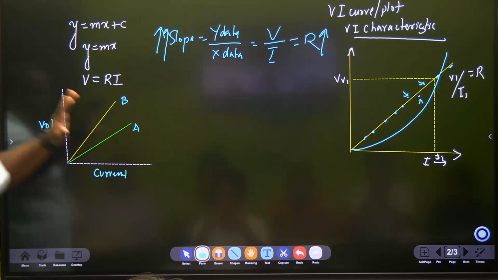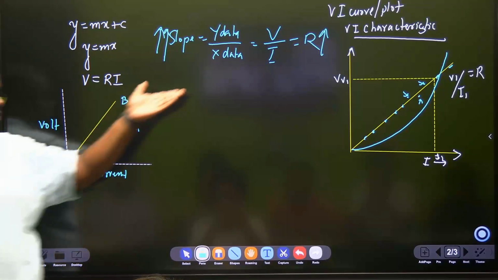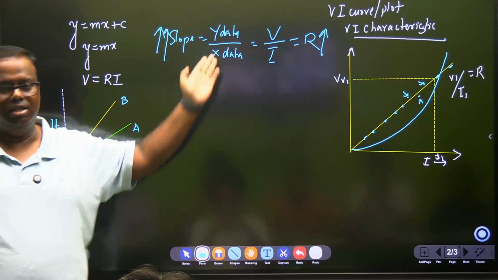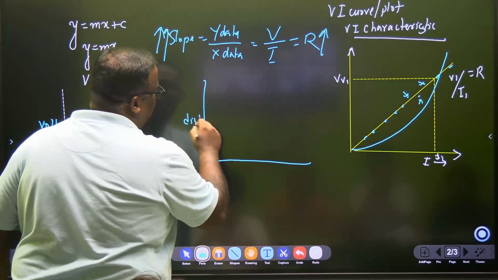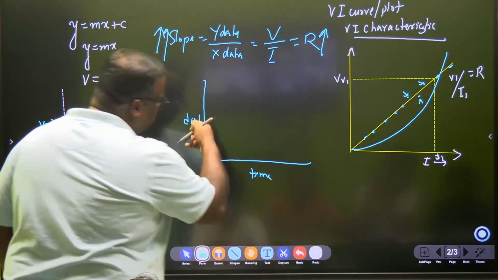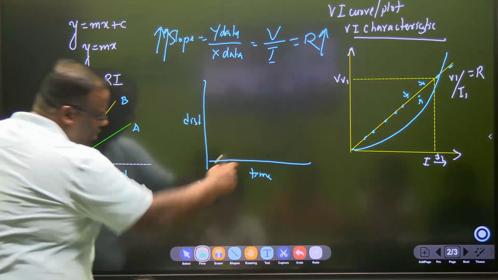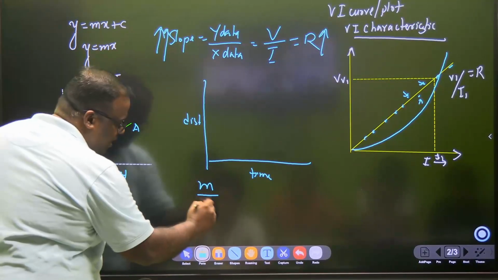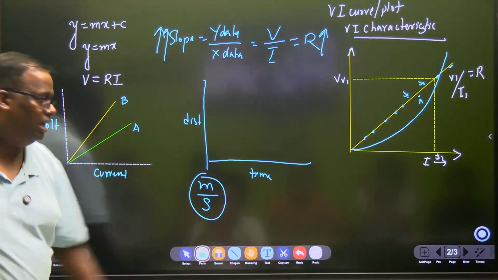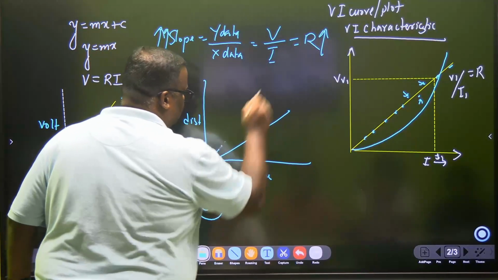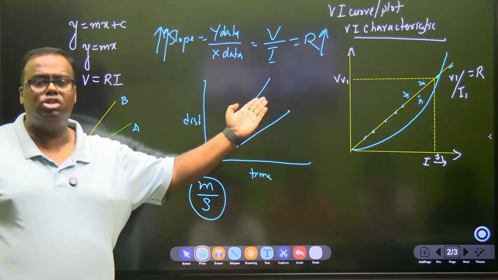Do you understand the slope of a graph? The slope of a graph is a measure of y data over x data. When I made this graph for you, I said this is distance and this is time. So what is your y data? That is something in meters. What is your x data? Seconds. Do you know this quantity? This is called speed. And now I give you two plots. Whose speed is more? This speed is more. This slope is more.